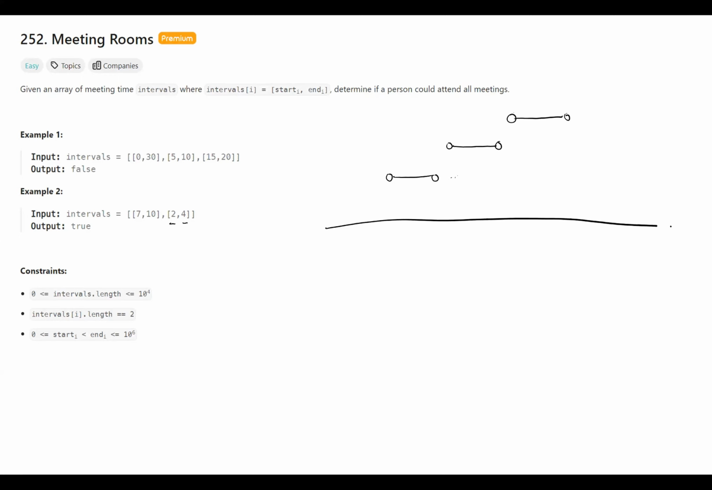So this is suppose the timeline. The meetings should be apart from each other, right? So they cannot be on top of each other. So I can attend all these meetings, right? You can see that. But if something like this happens, if one of the meetings actually coincides with another meeting, then I cannot attend, right? So the simple idea here is I sort the meetings, say, based on their start time, and then they should look like this.